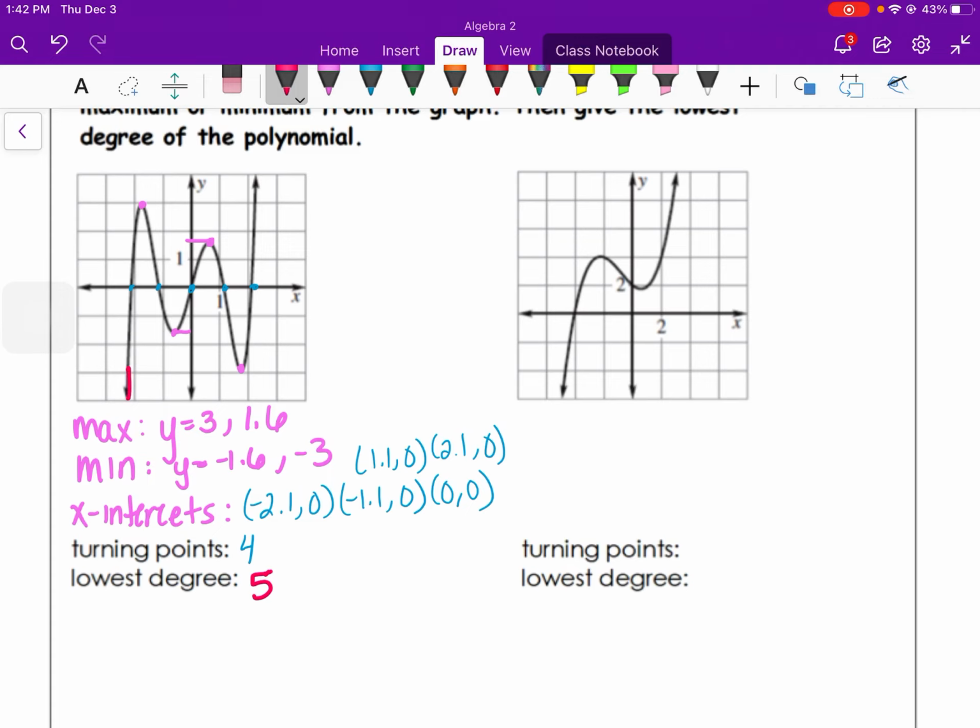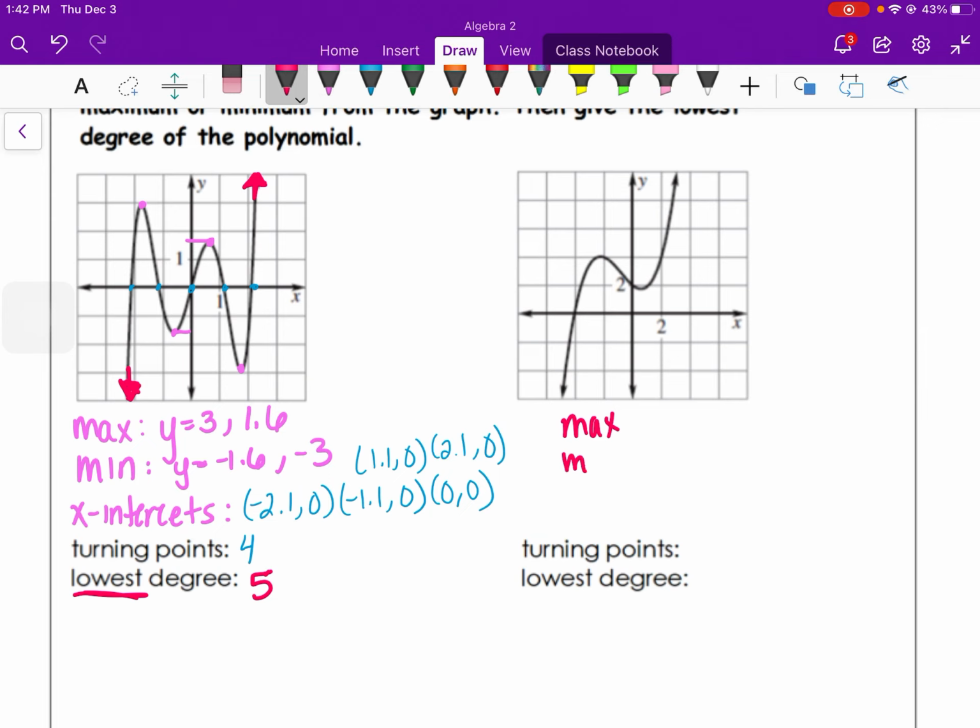I do know that it's going to be odd based on the end behavior because the left side goes down and the right side goes up to infinity. So it is a positive odd function. It increases from left to right. So the lowest possible degree would be 5 because it has less than or equal to 4 turns. Remember, the number of turns is 1 less than the degree.